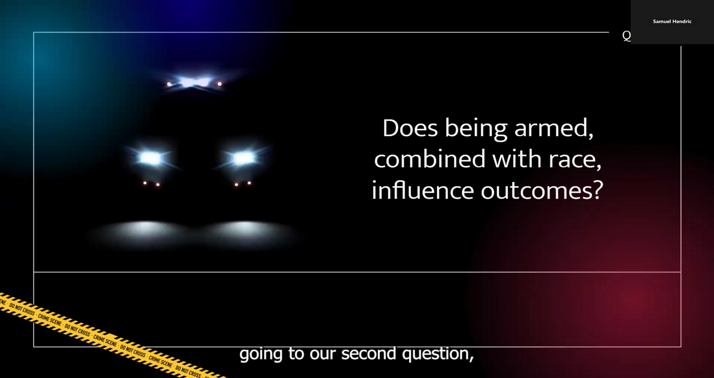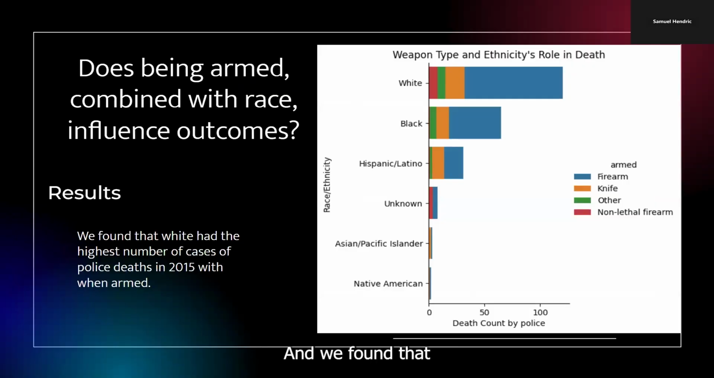And going to our second question, does being armed combined with race influence the outcomes? We found that white people had the highest number of cases of police deaths in 2015 when armed. And you can see in this graphic, firearms are the number one cause of death.